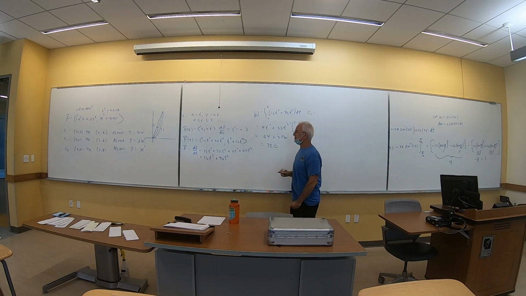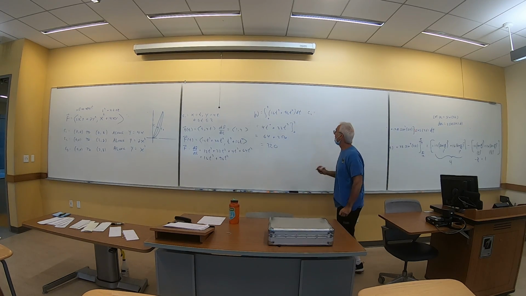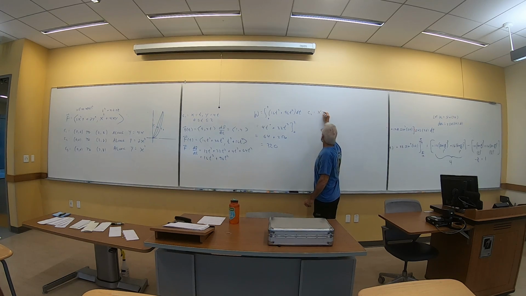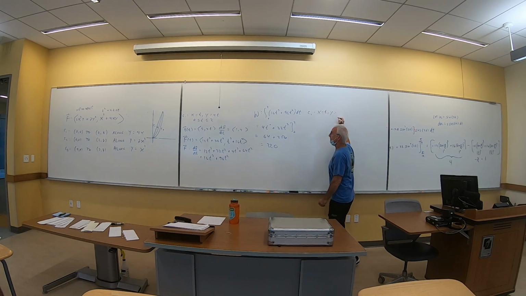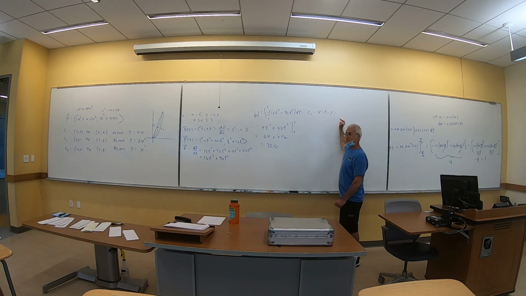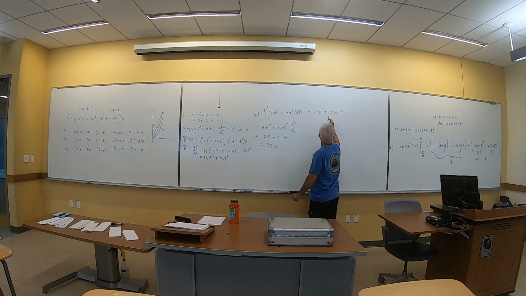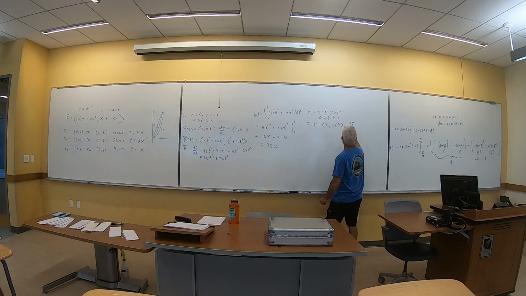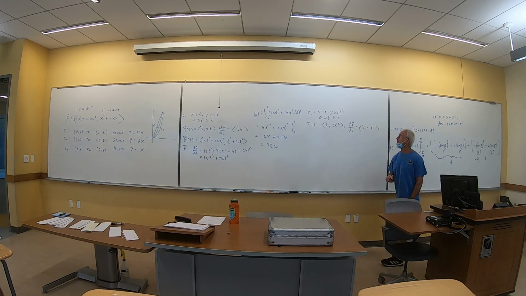Okay, what parameterization do I want to use on C2? x equals t, y equals 2t squared, and t is going from 0 to 2. Okay? So r of t is going to be (t, 2t squared). dr/dt is going to be (1, 4t). Okay?